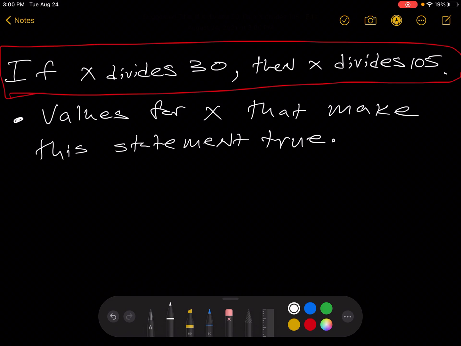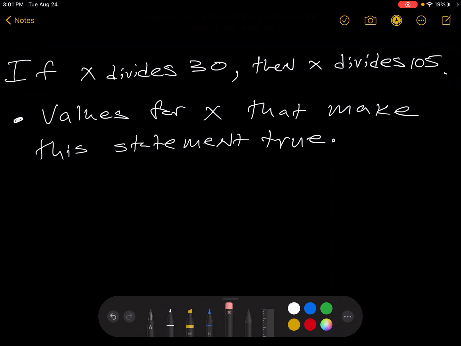Here we have another statement circled in red. If x divides 30, then x divides 105. And we need to find values for x that make this statement true. So as with the previous two examples, we can think of this as the statement P, this as the statement Q. And to get started, we might as well start with our truth table definition of P implies Q.